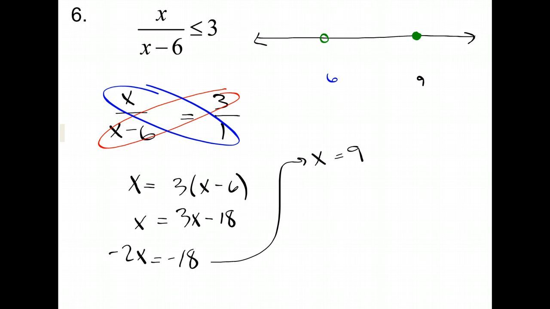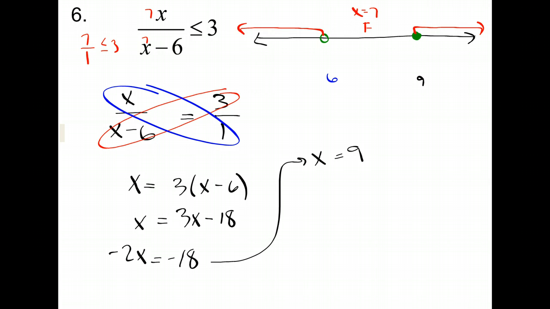So now we test in between there and see if it's true. I pick a value in between here. Let's pick 7, and let's test to see if x equals 7 makes this true. So I put a 7 in for x. 7 divided by 7 minus 6 is 1. Is 7 over 1 less than or equal to 3? No. So it's false here, which means it's always or almost always going to be true there.